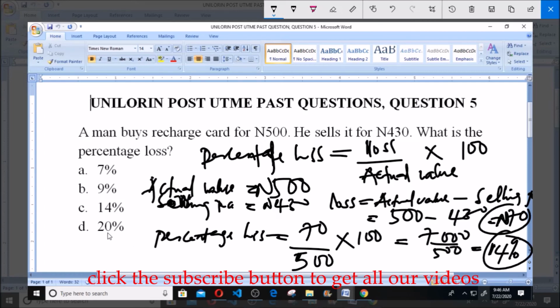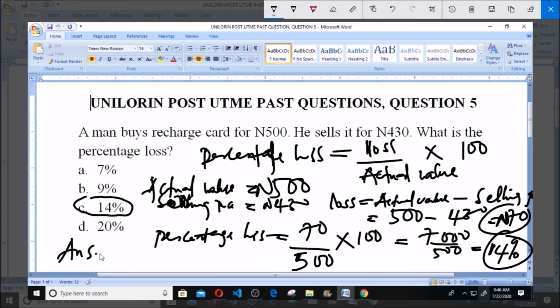14% is the answer. Therefore our answer is option C. 14% is the correct answer to this particular question.